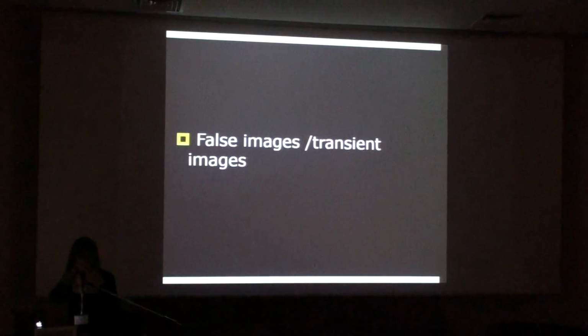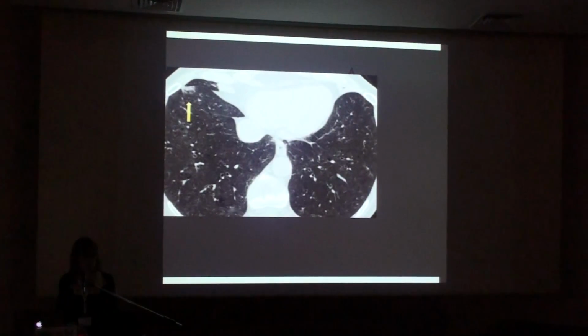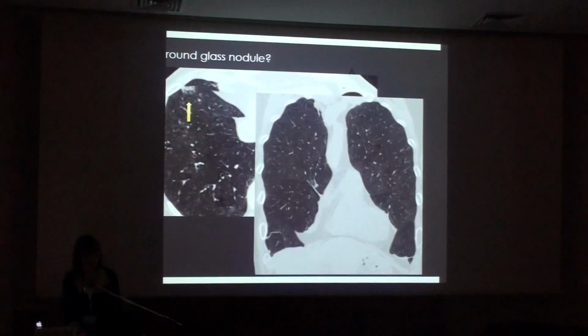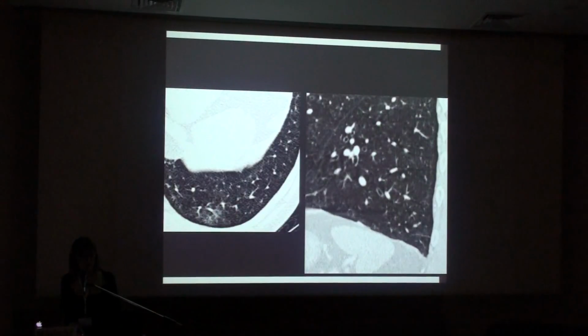It's important when we evaluate these lesions to make the difference with false images and also with transient images. This was described as a subsolid nodule, but if we take into consideration the coronal reformation, we can see that this image was only created by this subsegmental atelectasis. And so we need to be sure that it is really a true ground glass nodule in two different orthogonal reformations. This is here another example. It's not a ground glass nodule, it is atelectasis.